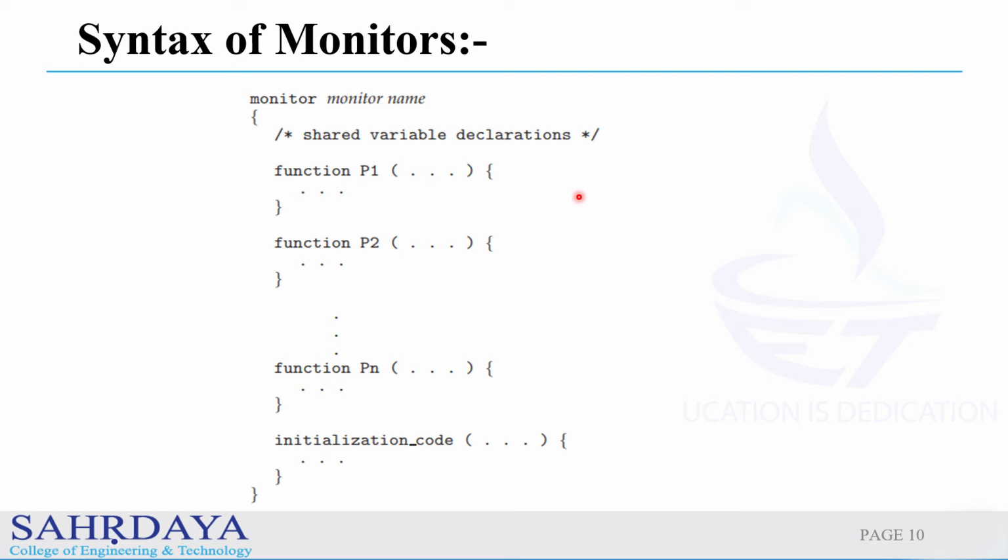So this is the syntax of the monitors. Monitor name, and this is the shared variable declaration, function p1, function p2, and you declare whatever is required, function pn, and then there is the initialization code. This monitor is the keyword.